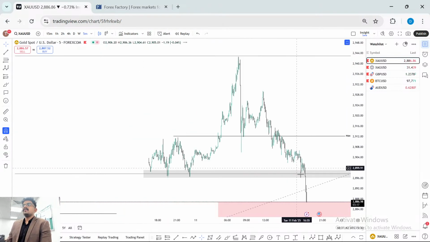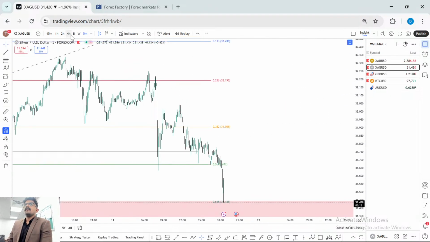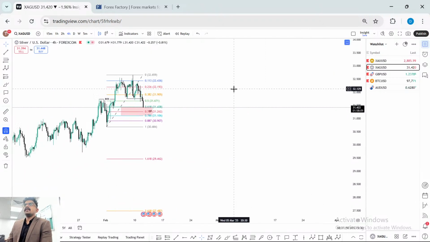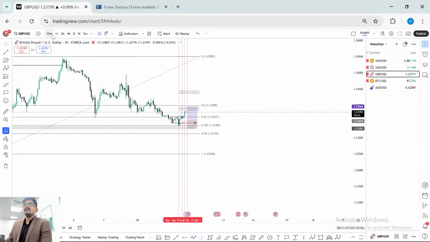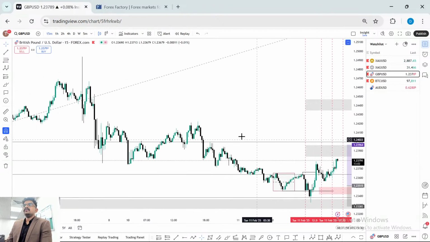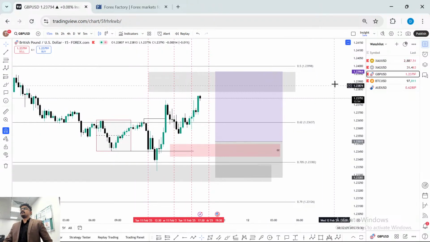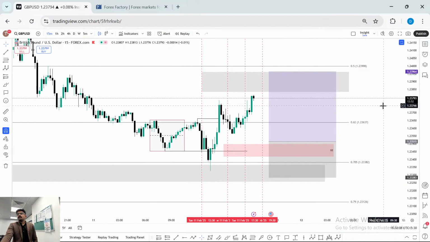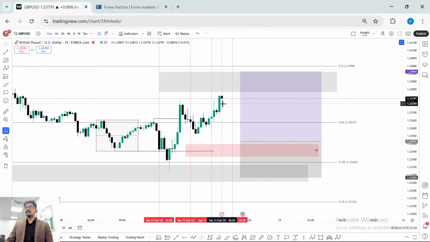So anyway, we need to see a good market structure shift here, and then we'll plan a buy. Okay, so like we said, both of it has reached our zone. Let's wait for that. And GBP USD. Okay, GBP USD, let's wait. I'll be giving an update on this, and let's wait for a confirmation in gold. Okay, I'll be right back.